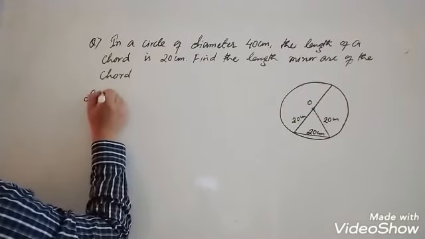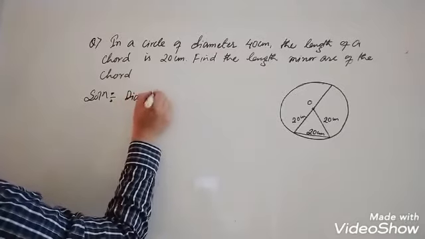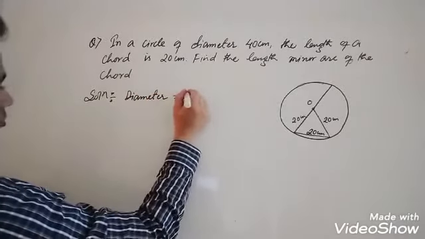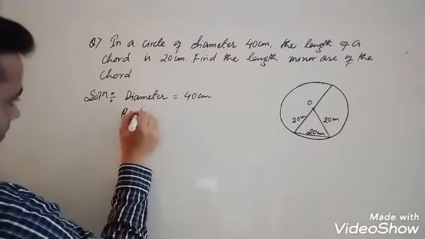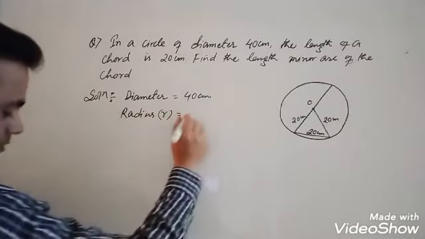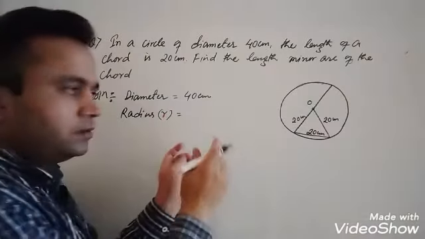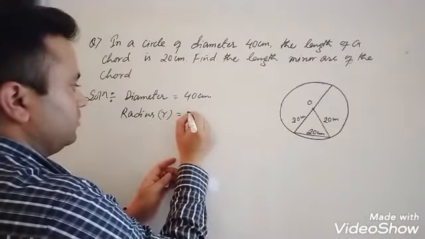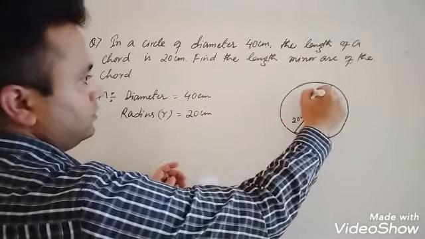Solution: the diameter equals 40 centimeter. Now first calculate the radius. Radius r equals half of the diameter. So 40 divided by 2 is 20 centimeter. So the radius is 20. Here it is 20, here also 20.